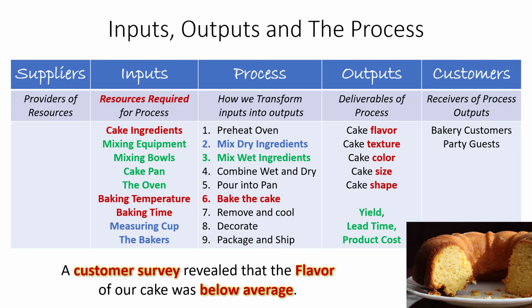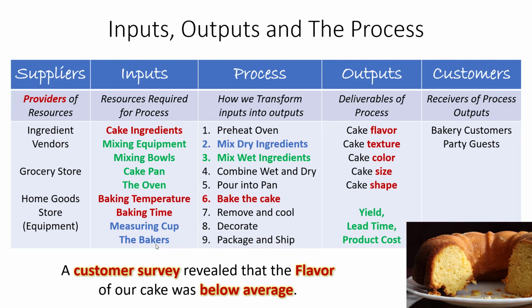All of the ingredients might affect flavor. Your mixing equipment, your mixing bowls, your cake pan, the oven itself, your baking temperature, your baking time, even the bakers themselves are all factors that we all agree might affect the flavor of a cake. Okay, so those are all important inputs.